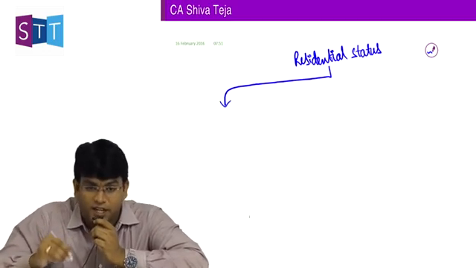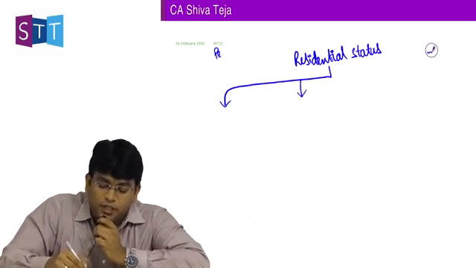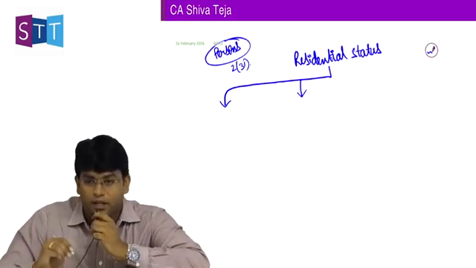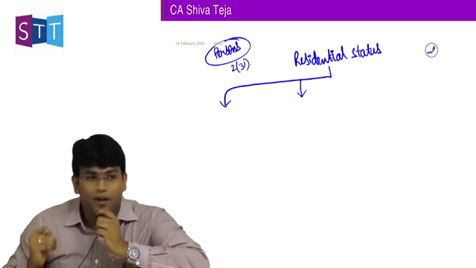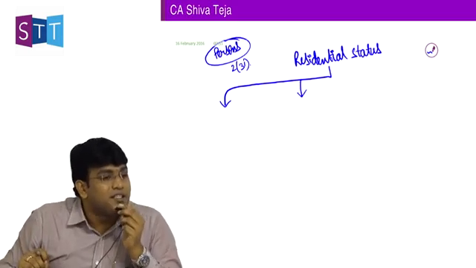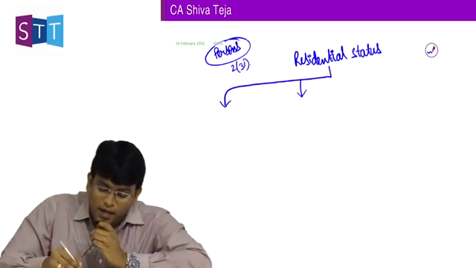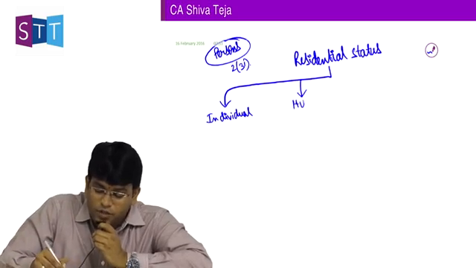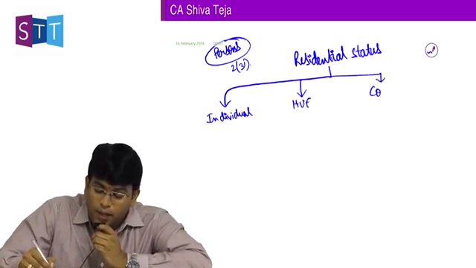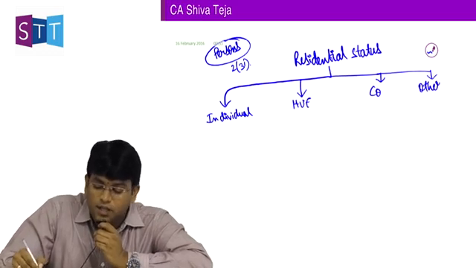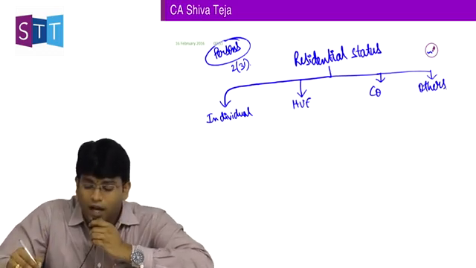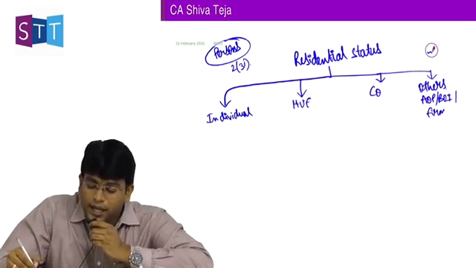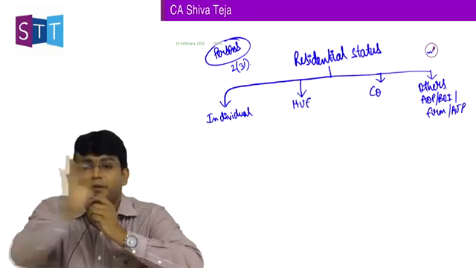For the purpose of residential status, we classify persons into 4 categories. Persons means those governed by section 2(31): individual, HUF, AOP, BOI, firm, company and all. But for residential status, we classify them into 4 categories. Number 1 is individual. Number 2 is HUF. Number 3 is company. Number 4 is others. Others covers what? AOP, BOI, firm, AJP, everybody other than these 3.